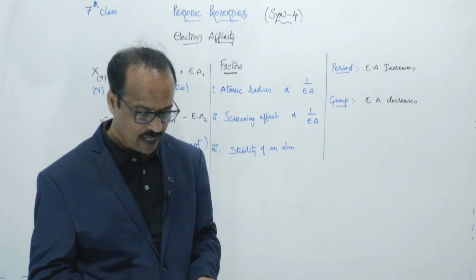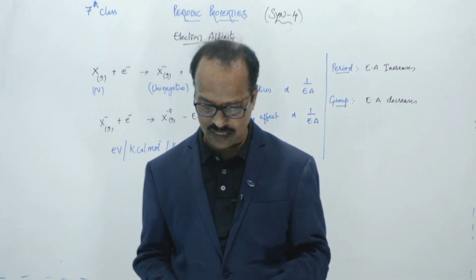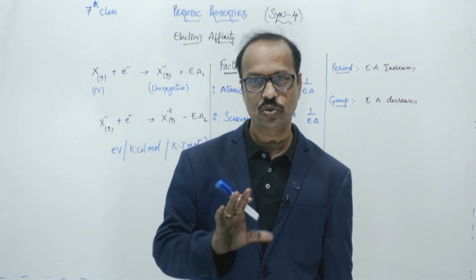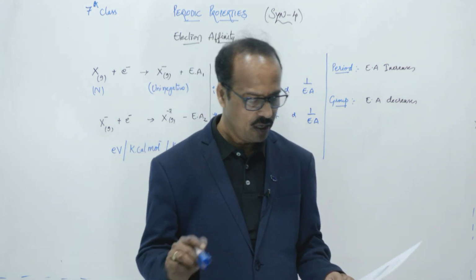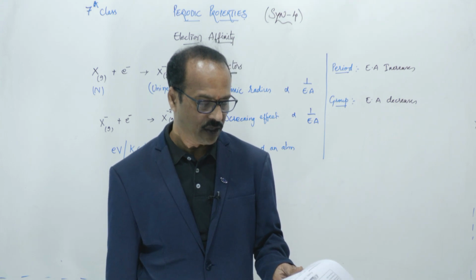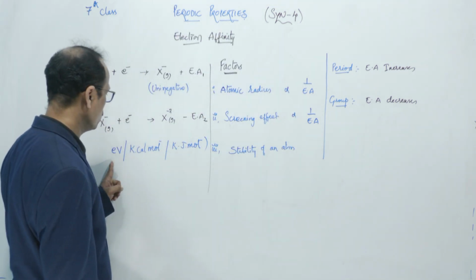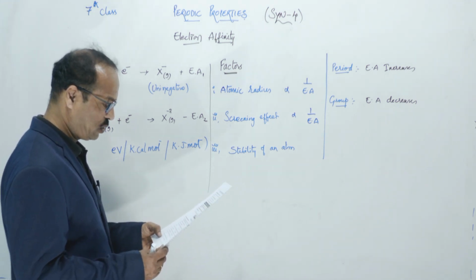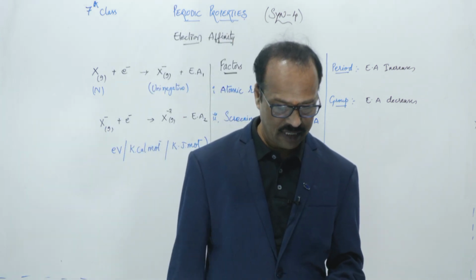The element with the highest electron affinity, you have to remember this one, is chlorine. So the option is 3. The units of electron affinity are what? Just now we gave electron volts, kilocalories per mole, kilojoules per mole. In this, what is given? First one is given, kilocalories per mole. So the first option is the right answer. Seventh one you see now.